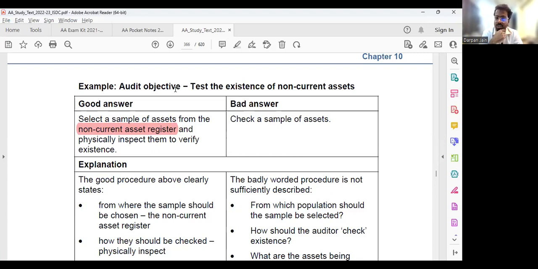That's physical inspection. So this is a good answer. This is what you should write for audit procedure if you're testing the existence of the non-current asset. This is a good answer.